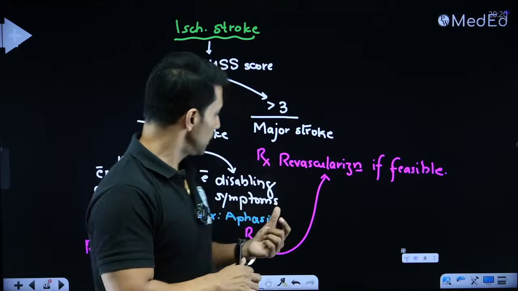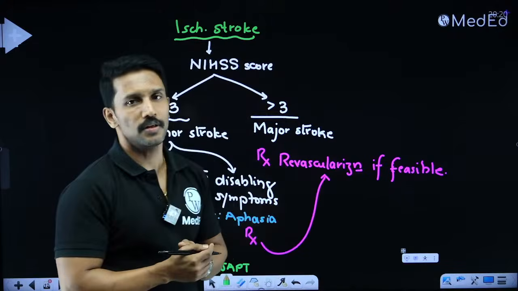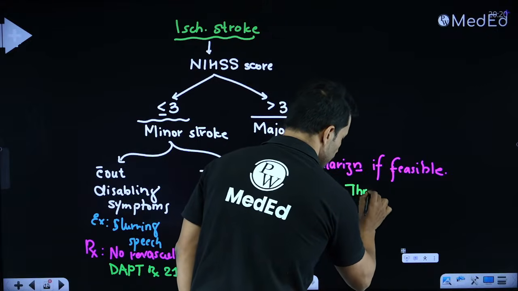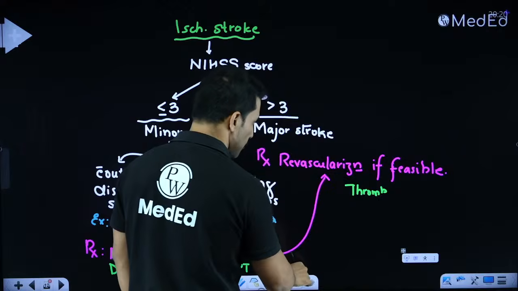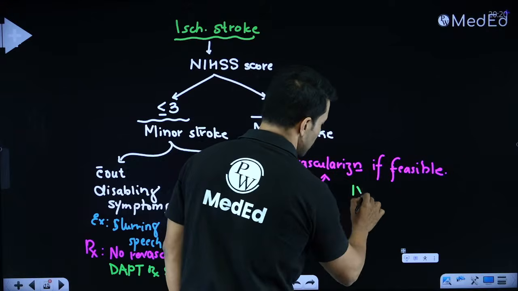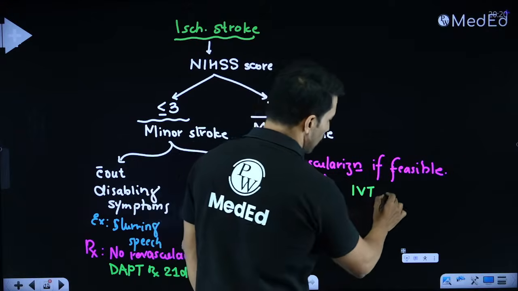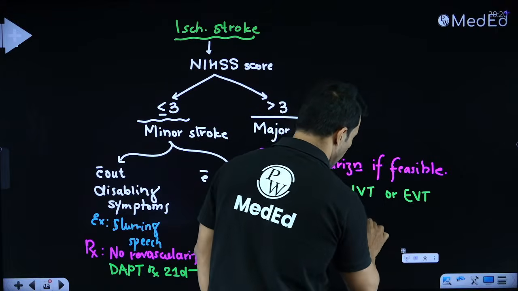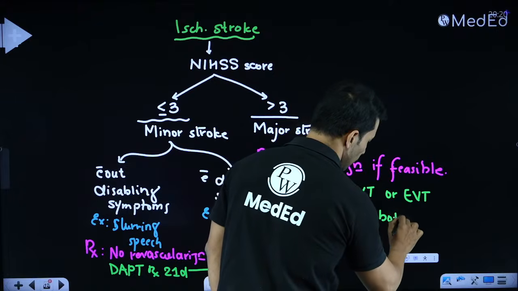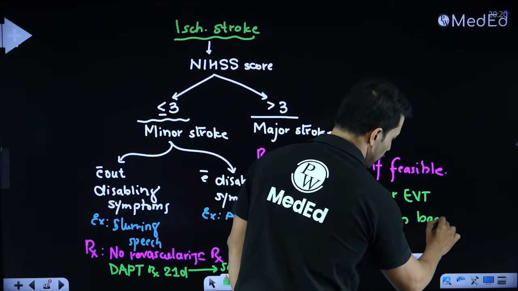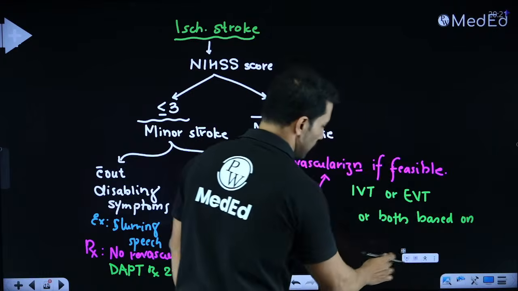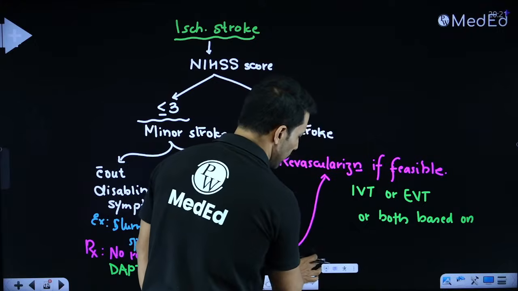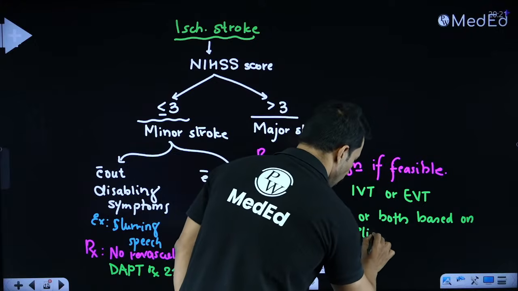Okay. Now the question is, what is going to be my revascularization strategy? The revascularization strategy can involve thrombolysis. Let me use the technical term, thrombolysis is IVT, or endovascular thrombectomy, or both, based on eligibility. Very, very important point. So based on the eligibility, the patient will undergo one of them or both of them.